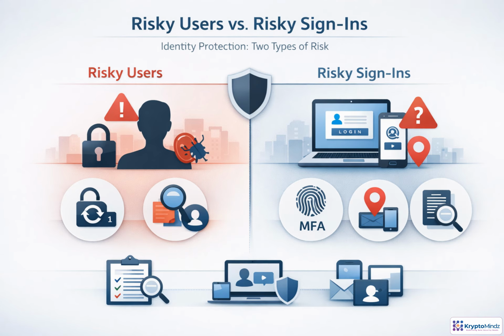User risk is a judgment about the account itself. Is this identity likely compromised? Signals like leaked credentials or confirmed malicious activity raise that concern. Sign-in risk is narrower. It evaluates one authentication attempt using contexts such as unfamiliar location, impossible travel, anonymous IP, or device details. The response should match the type of risk. A suspicious sign-in may trigger MFA or block access. A risky user often needs deeper investigation, password reset, session revocation, or containment, supported by logs and user reports.